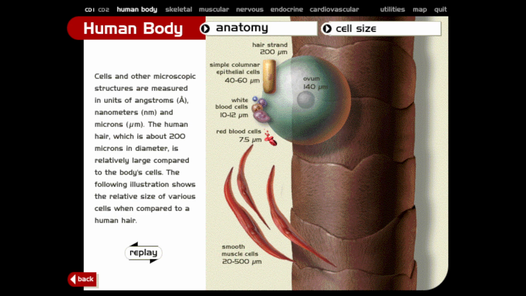Cells and other microscopic structures are measured in units of angstroms, nanometers, and microns. The human hair, which is about 200 microns in diameter, is relatively large compared to the body's cells. The following illustration shows the relative size of various cells when compared to a human hair.